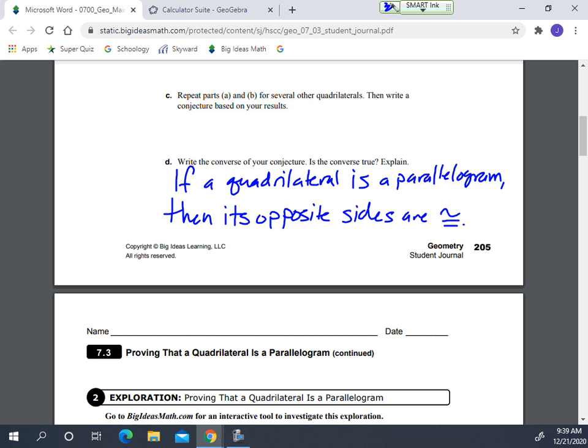Is this converse true? Yeah, right? If something is a parallelogram, then its opposite sides are congruent. We just proved that. We just proved that in our GeoGebra. So is this true? Absolutely, 100% yes. Okay, congruent. Remember, same size, same shape.